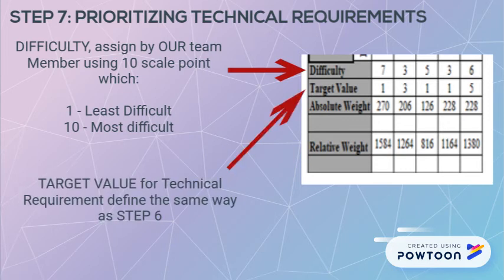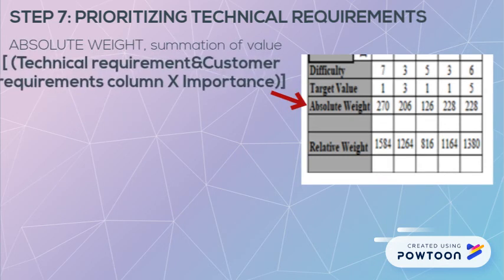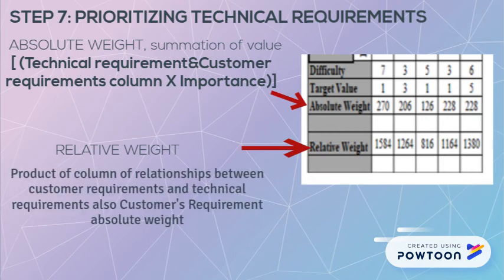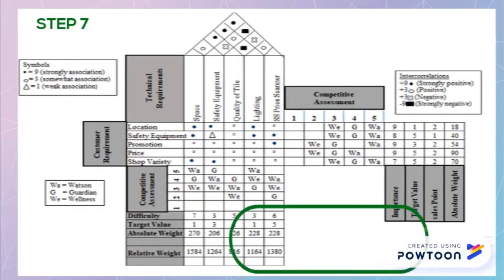For target value, in technical requirement, it is defined the same way as in step 6. For absolute weight, it is the summation of the values in the technical requirement and customer requirement column times importance. For relative weight, it is a product of the column of relationship between customer requirement and technical requirement, also the customer requirement absolute weight.